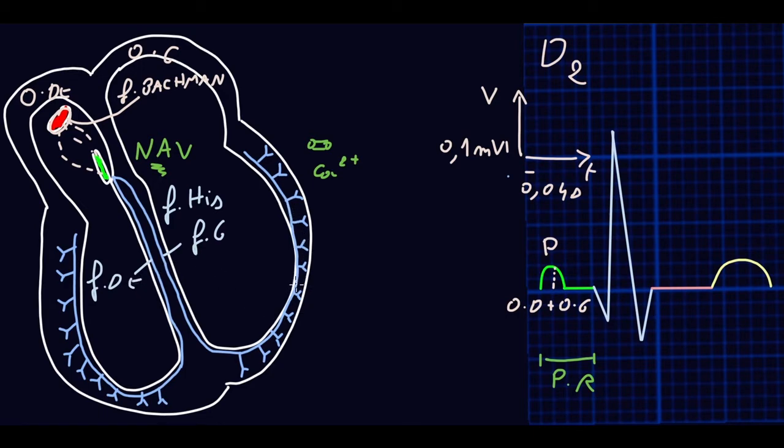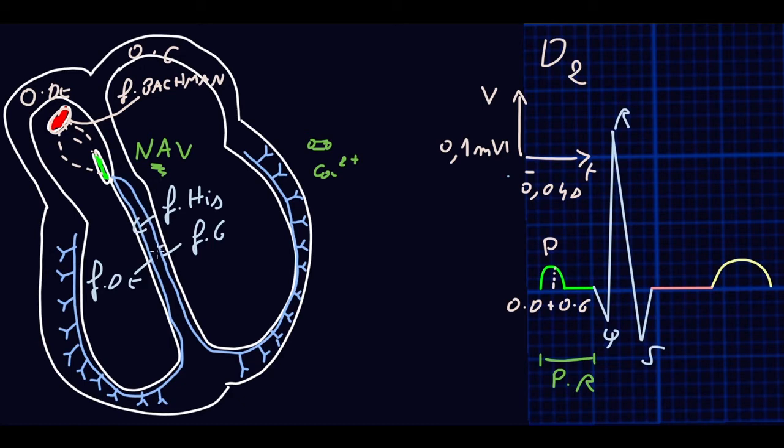The ECG will record the QRS complex. The QRS complex is the ventricle depolarization. This depolarization is fast because it uses sodium channels.